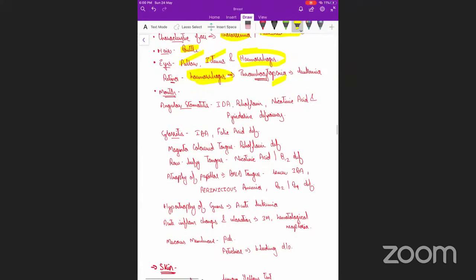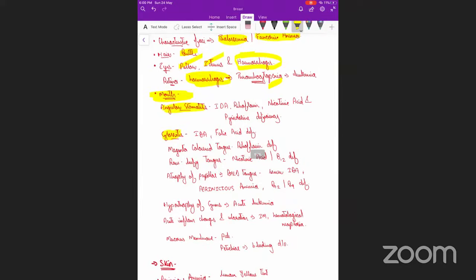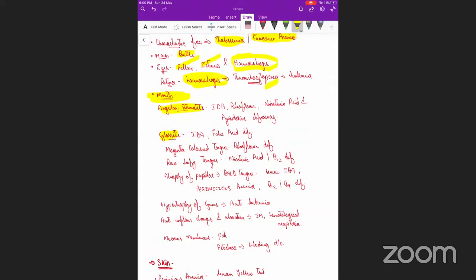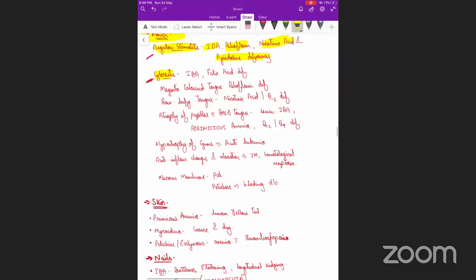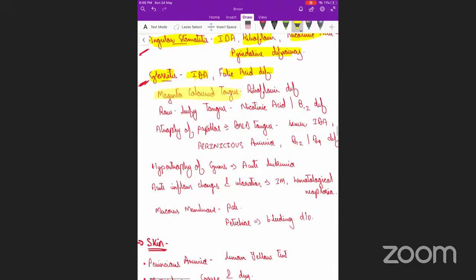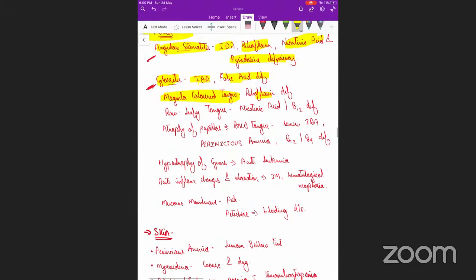Then comes mouth. What do you look for in the mouth? Angular stomatitis or glossitis. These are all features of vitamin deficiencies. Angular stomatitis means you can think of iron deficiency anemia, riboflavin, nicotinic acid, pyridoxine deficiency. If it is glossitis, then again we can think of iron deficiency anemia, folic acid deficiency. Magenta colored tongue you see in riboflavin deficiency. These are all important for your viva. They might ask in your viva.